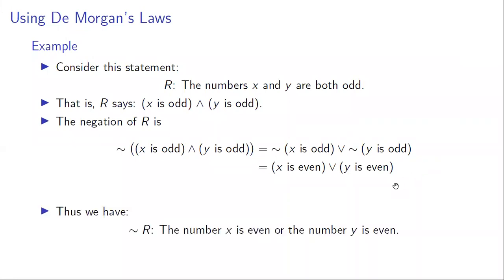So the negation of R says the number X is even or the number Y is even. R says the numbers X and Y are both odd, and the negation says that the number X is even or the number Y is even. Interesting: the and turned into an or, and each of the two sides was negated. Another way to say this is: not R means at least one of X and Y is even.